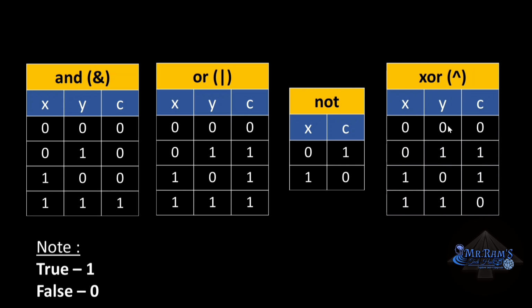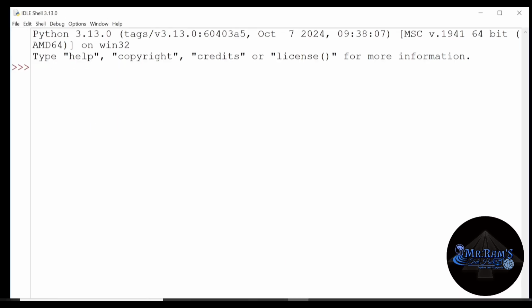So let us try to implement these logical operations. Let us see some logical operations. Let us take n1 equals 4 and n2 equals 5. n1 is greater than n2 and n2 is greater than n1. What is the result for this? False. Why?